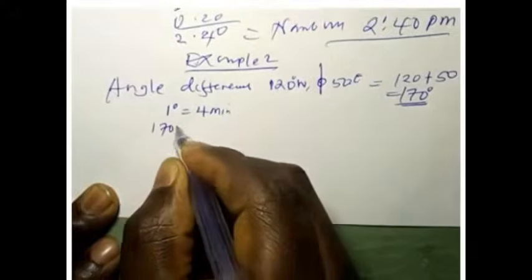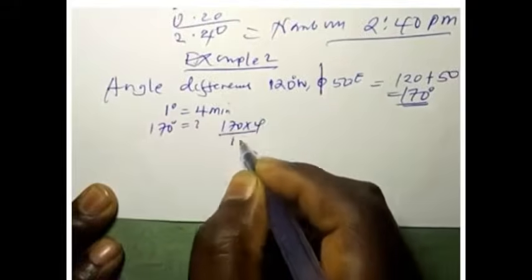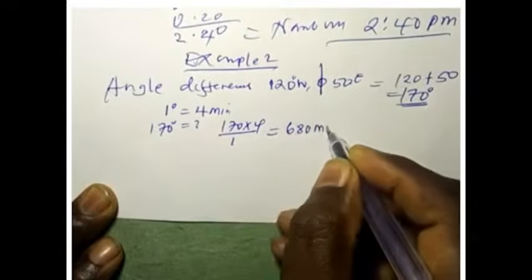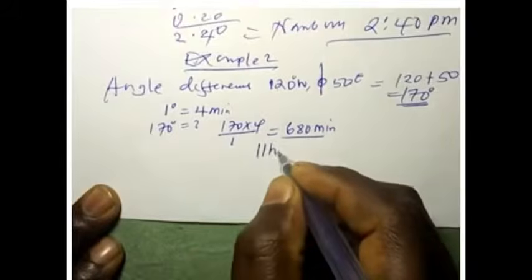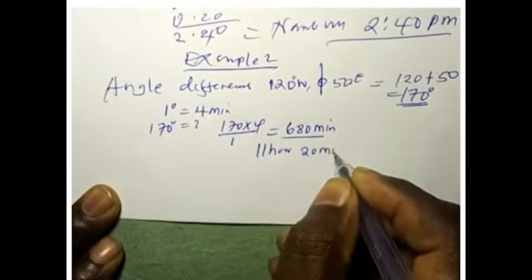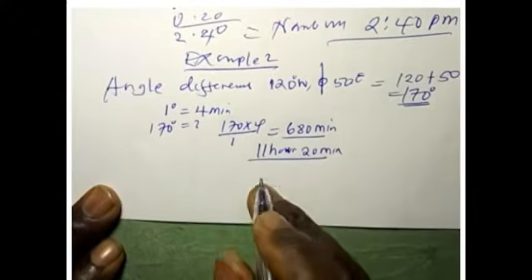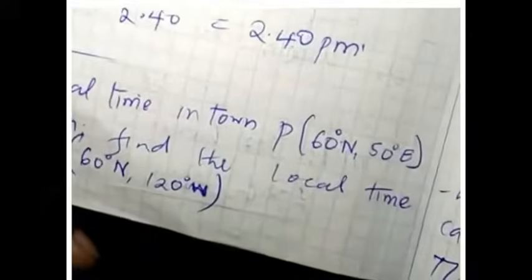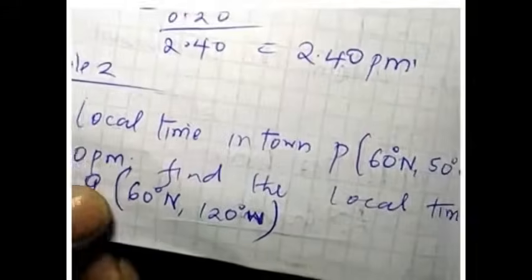1 degree is equal to 4 minutes. What about 170 degrees? It will be 170 times 4 divided by 1, and this one will give us 680 minutes. So we convert these minutes to hours. You will find it is 11 hours 20 minutes. But we are looking for the time to the west. The question asked for the local time in town Q, which is in the west, 120 west. From east to west, we subtract the time.